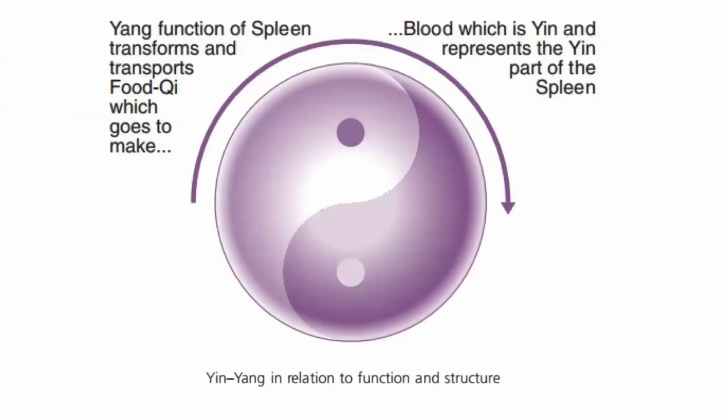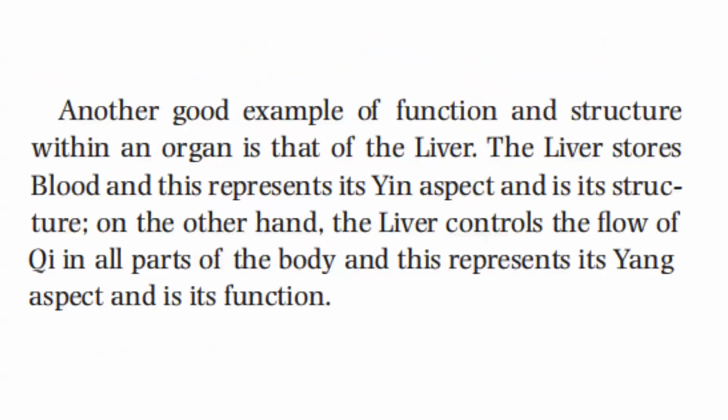Here is an illustration showing the yin relation to function and structure, particularly in the spleen. Yang function of spleen transform and transport food qi, which goes to make blood, which is yin and represents the yin part of the spleen. Another good example of functional structure within an organ is that of the liver. The liver stores blood, and this represents its yin aspect and its structure. On the other hand, the liver controls the flow of qi in all parts of the body, and this represents its yang aspect and its function.